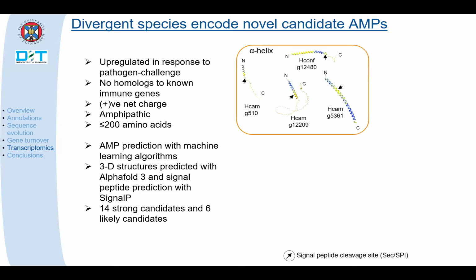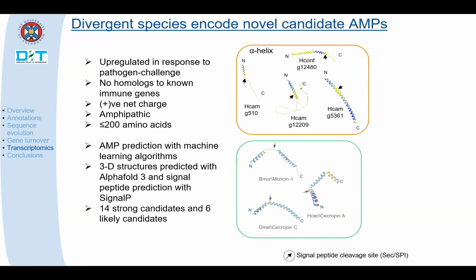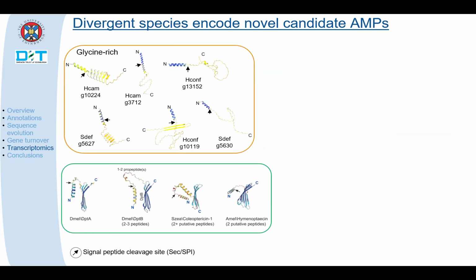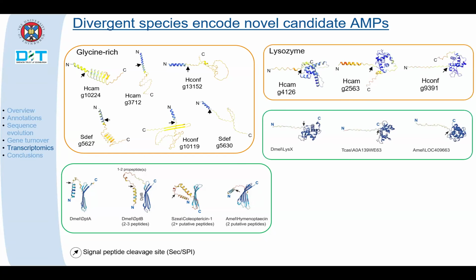And structurally, these candidates fall into several categories, like the alpha helical structures, which are AMPs like sarcotoxins and moricin in Drosophila melanogaster and other insects. And there are some like apidaecin-like proline-rich AMPs, which are found in bees, and these apidaecins protect the bees against gram-negative bacteria. And there are others that are glycine-rich, like diptericins in Drosophila melanogaster, and lysozymes, which are found all across the insects. So the structural diversity here is remarkable.